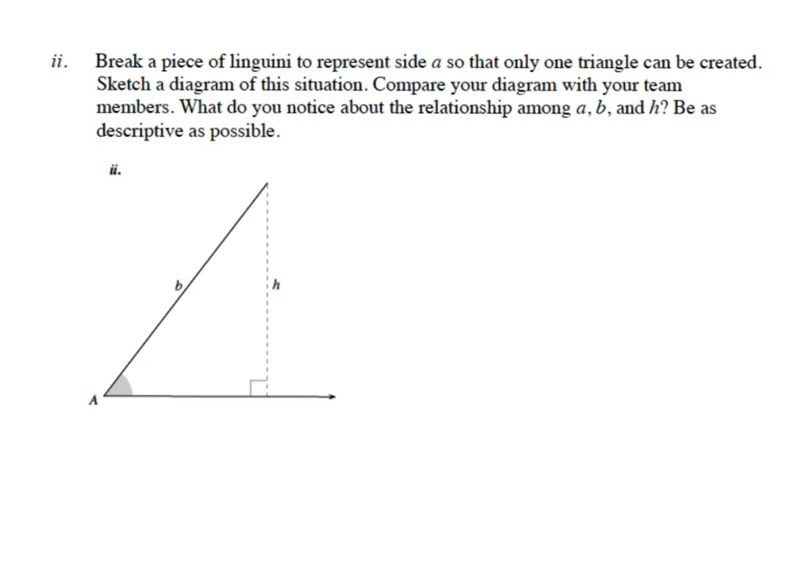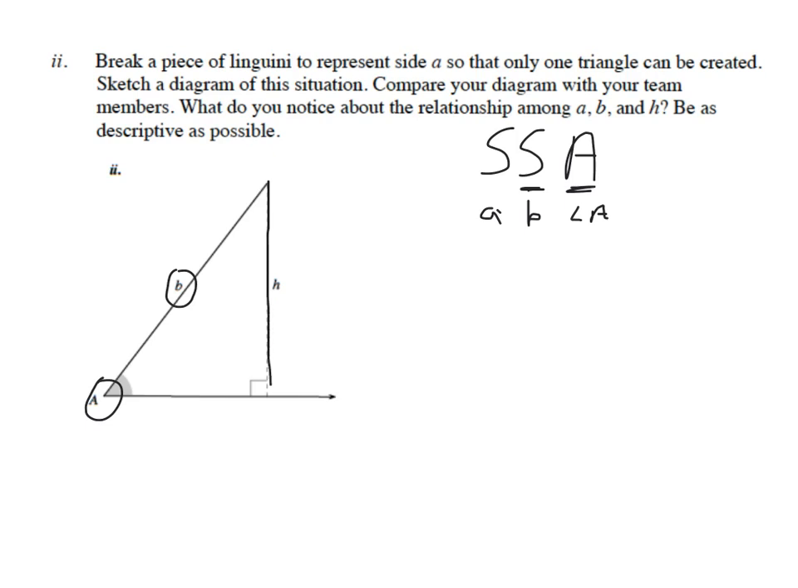But now you want to take and break off a piece of linguini to represent A so that only one triangle can be created. So again, we have this side-side angle relationship. My angle A is right here. One of the sides, that's B. This is angle A, and this is going to be little a. And little a needs to create one triangle. That's going to be one triangle.